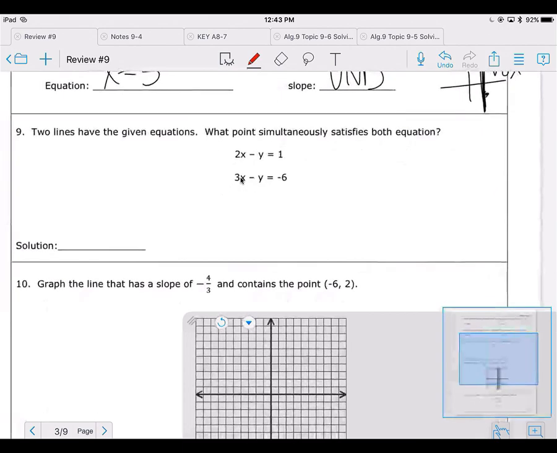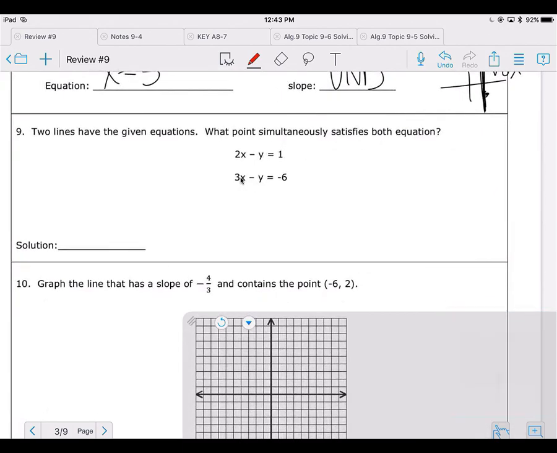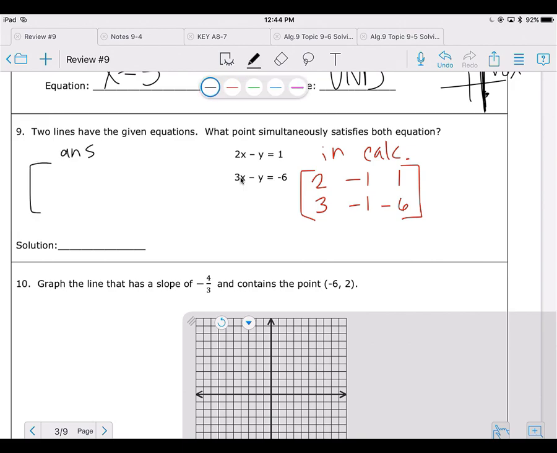Problem 9, two lines have the given equations. At what point simultaneously satisfies both equations? So in my calculator, I can use matrices because these are set up with x's, y's, and answers. So I have 2, 3, negative 1, negative 1, 1, negative 6. So I'm going to put this in my calculator and then write my answers over here. Remember that if it is a nice solution, I want the 1, 0, 0, 1 and 2 different answers.